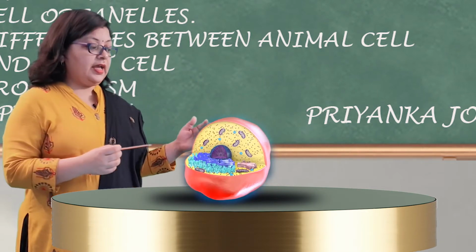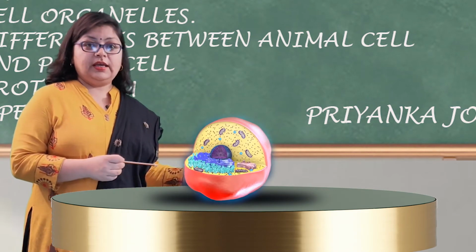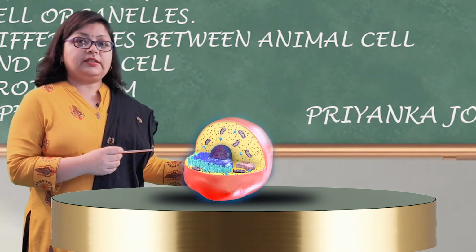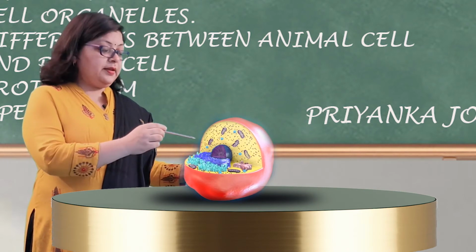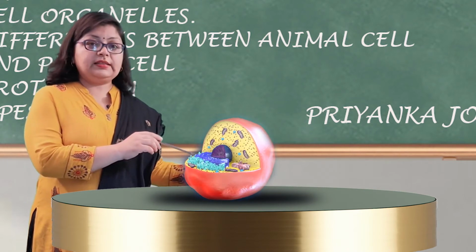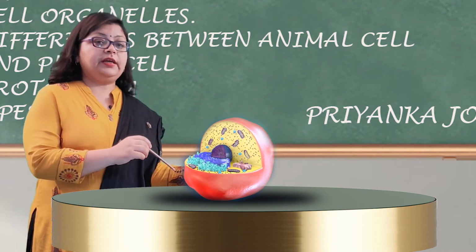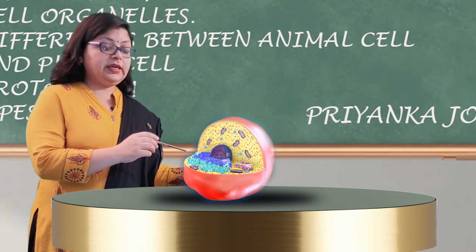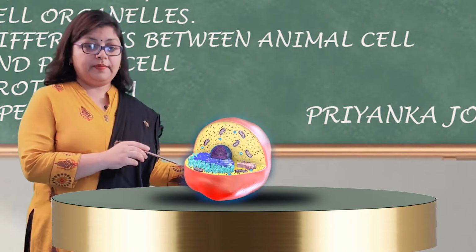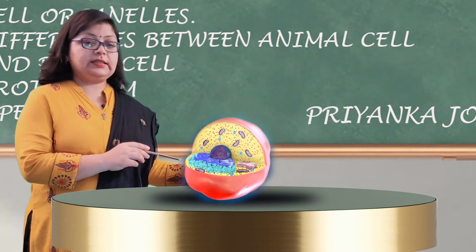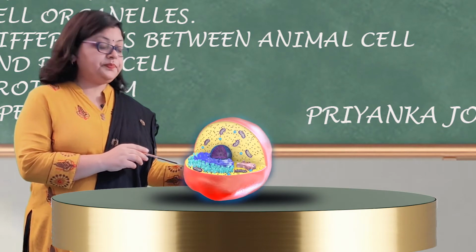So here I have a cell with me. First of all, let's talk about the first cell organelle, that is the cell membrane. You can see in this cell that the outer covering, which is reddish in color, covering the whole cell, is known as the cell membrane. As you can see, this is the outermost membrane.